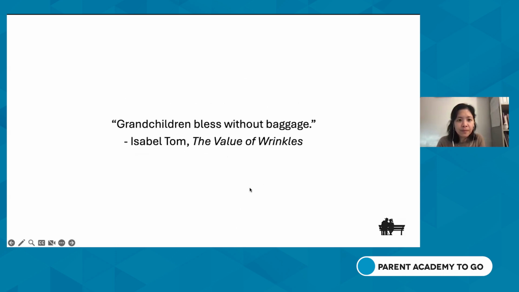So one of my favorite quotes to tell people is that grandchildren bless without baggage. So this goes to show you, again, one of the reasons why grandchildren can have such an impact. Often they're oblivious of all the baggage that is often between families. And that's one of the reasons why I think grandparents really love interacting with them. It's almost like a second try.